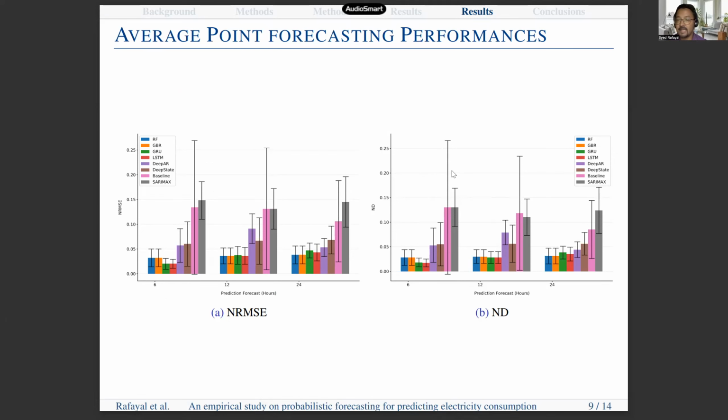As tree-based ensemble models, RF and GBR provide nearly similar prediction performance and predict better for longer prediction horizons. As global forecasting models, DeepAR and DeepState perform worse than the other deep learning and tree-based ensemble models.